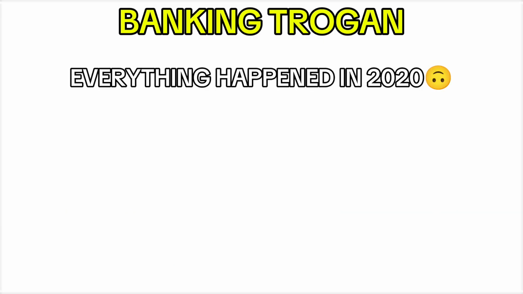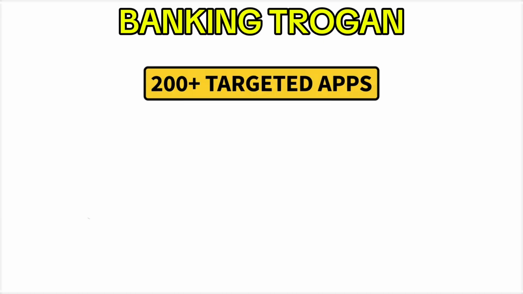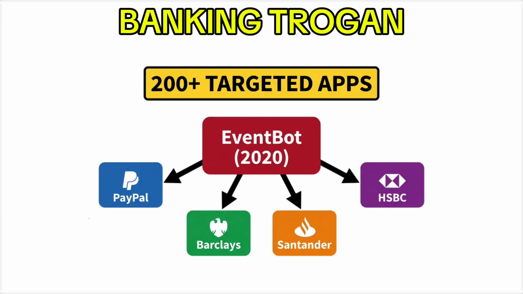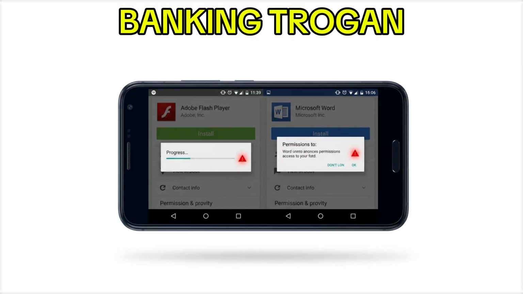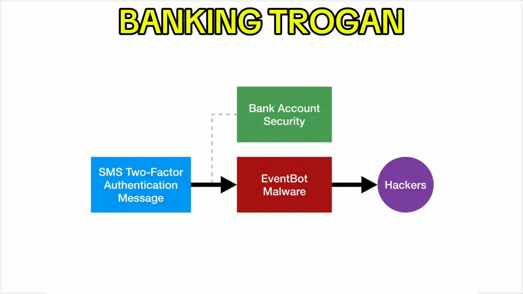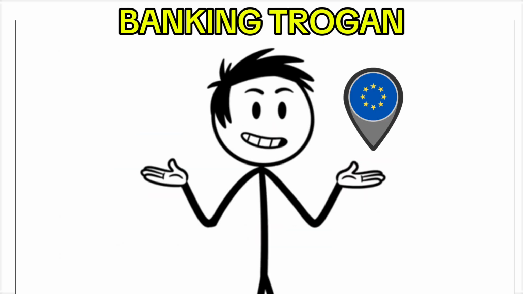In 2020, a banking Trojan called EventBot was discovered targeting over 200 banking apps including PayPal, Barclays, Santander, and HSBC. It spread through fake Adobe Flash and Microsoft Word installer files on Android. Once inside, it intercepted two-factor authentication messages sent by SMS. That means even if you had extra security on your account, the Trojan bypassed it. Thousands of users across Europe had money stolen directly from their bank accounts before security teams shut it down.